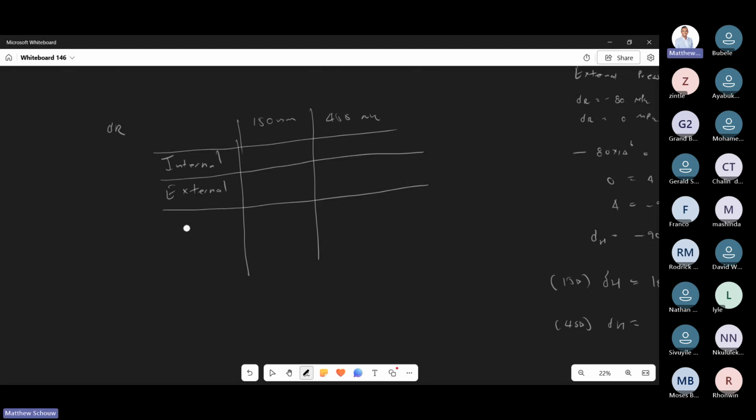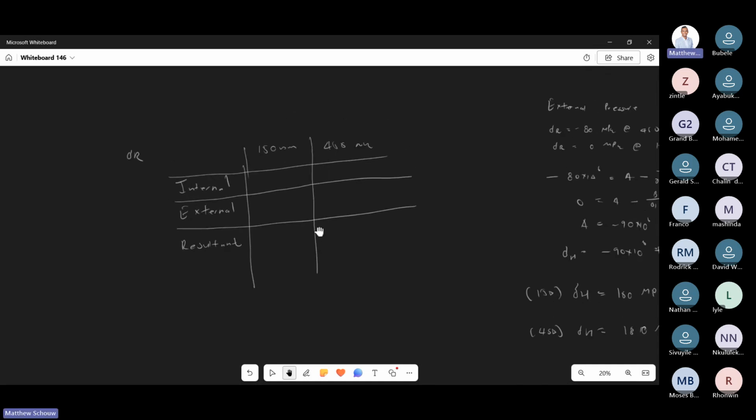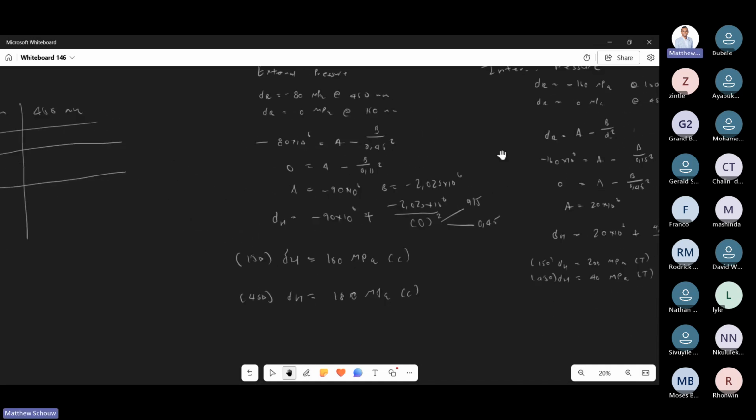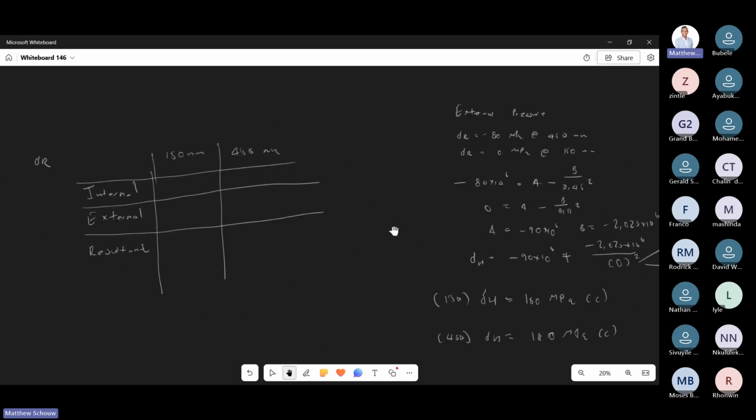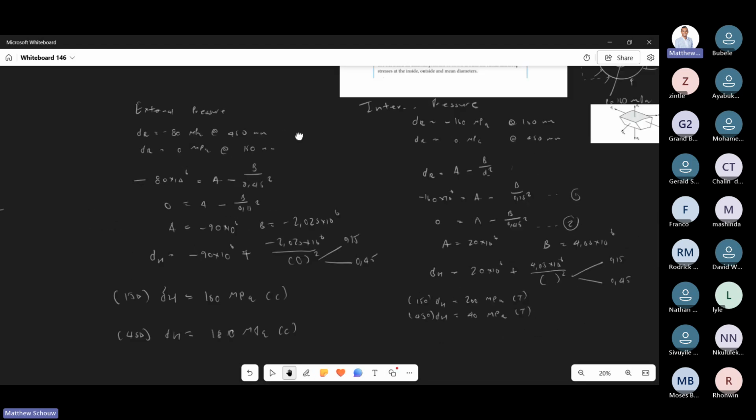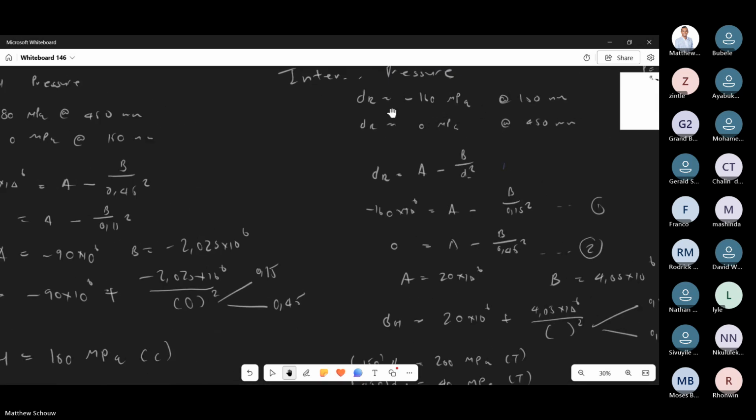Okay, so I'm gonna say that's my internal, external. Okay, yeah, you know what I mean. Okay, resultant. It's quite simple. So we look at the internal, right? At 150 mole, if we go back to the internal, at 150 mole, we had negative 160. We put it over here. We obviously know at 450, it's gonna be 0. Are we happy?